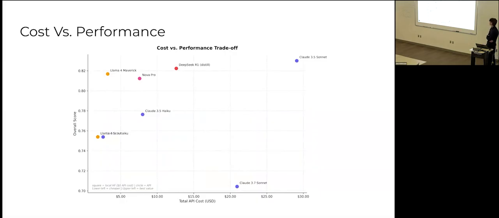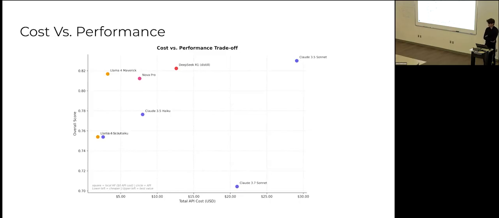So this is the cost performance graph that I came up with. The x-axis is the total API cost of running the full 280 question benchmark, and the y-axis is the overall score that the model got. So Claude 3.5, clearly the winner, did really good, but it also cost almost $30 to run that entire pipeline. But if you look at Meta's Llama 4 Maverick model, that only costs about $4 to run, which I found interesting. And you're basically getting about the same performance for like 7 times less, which is pretty cool.